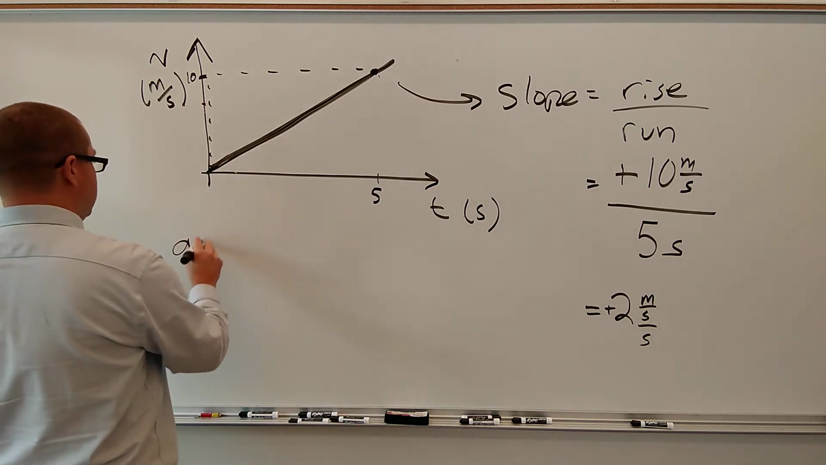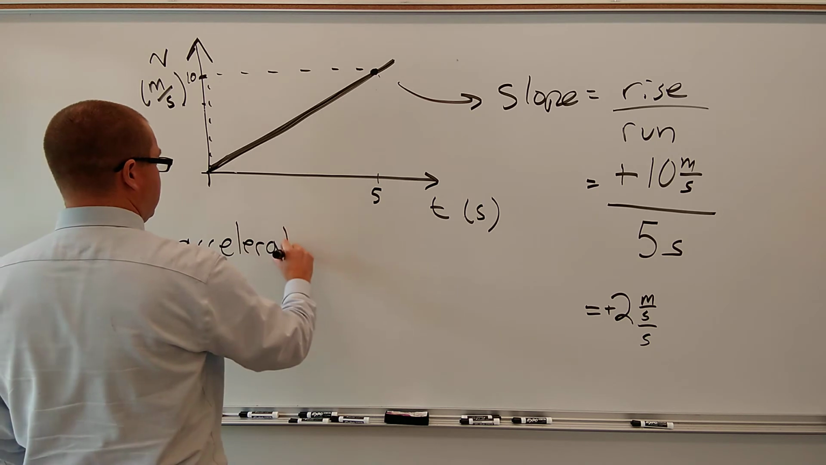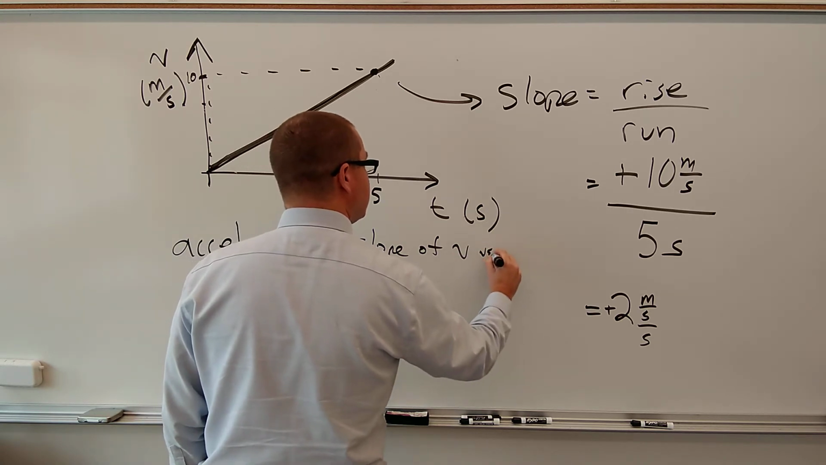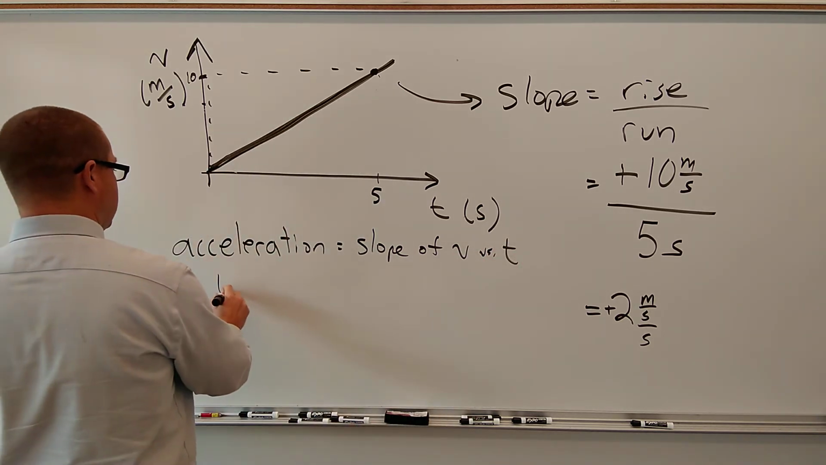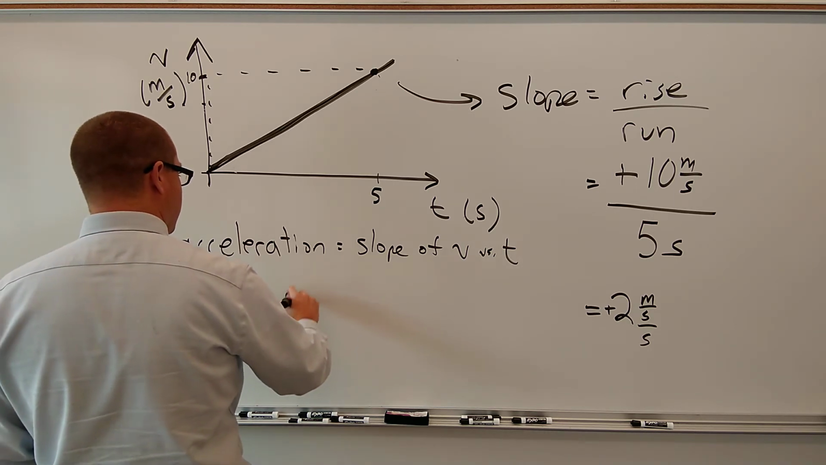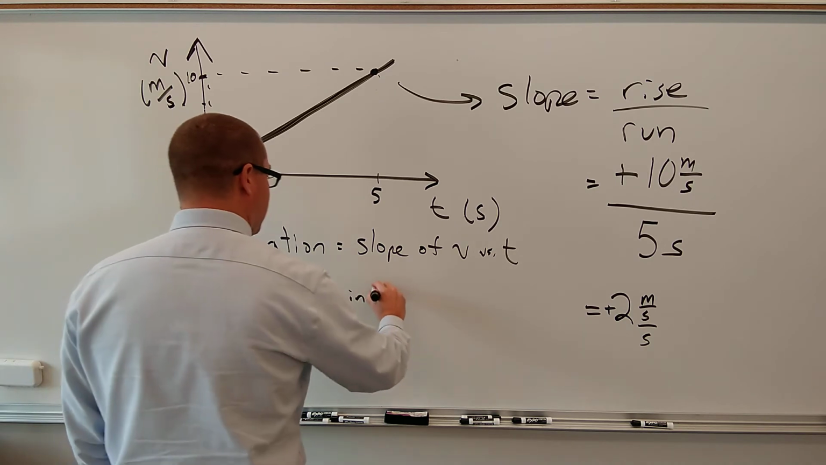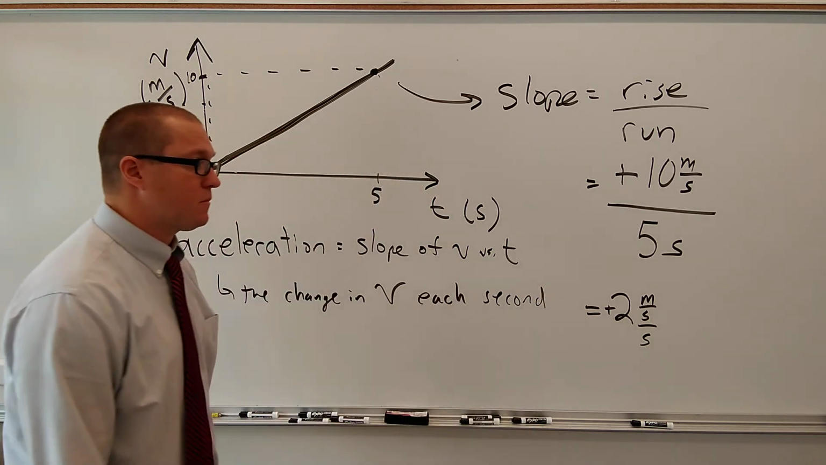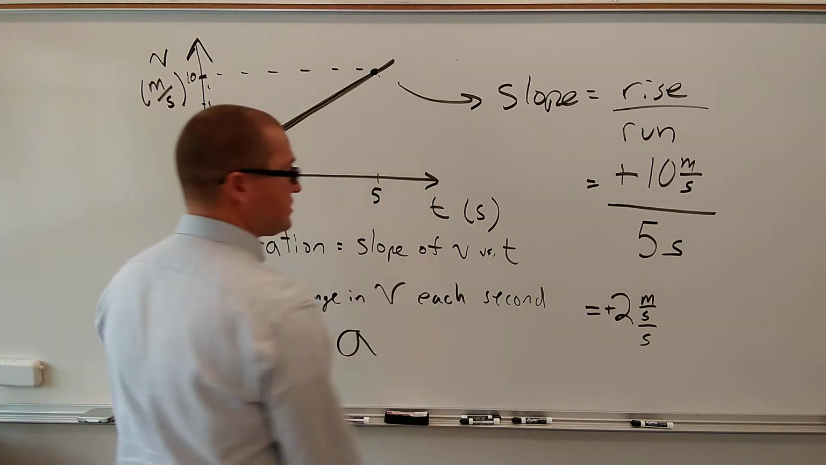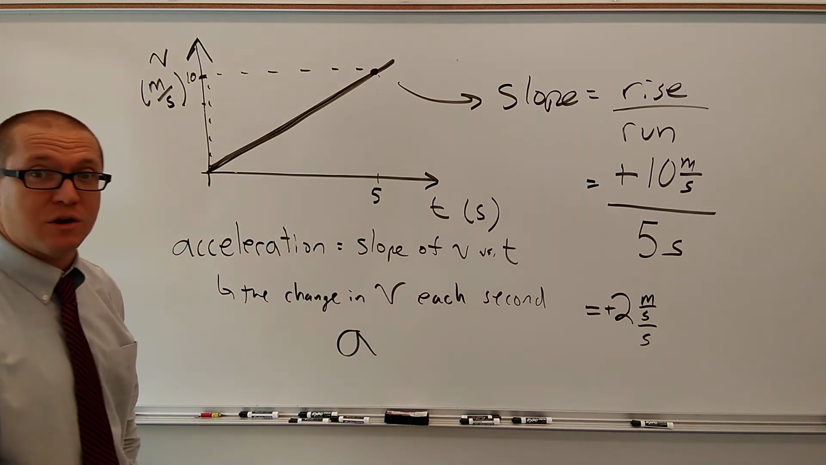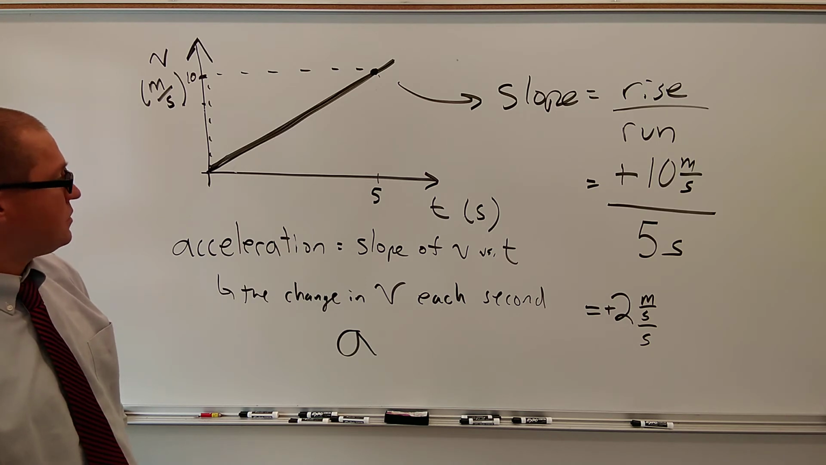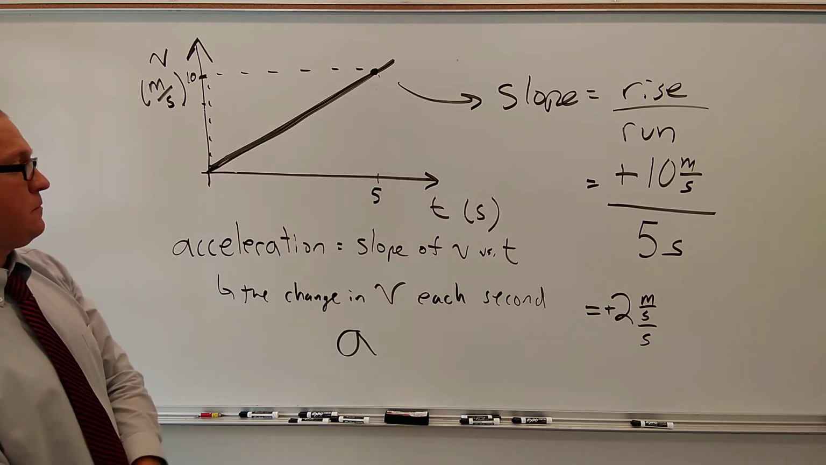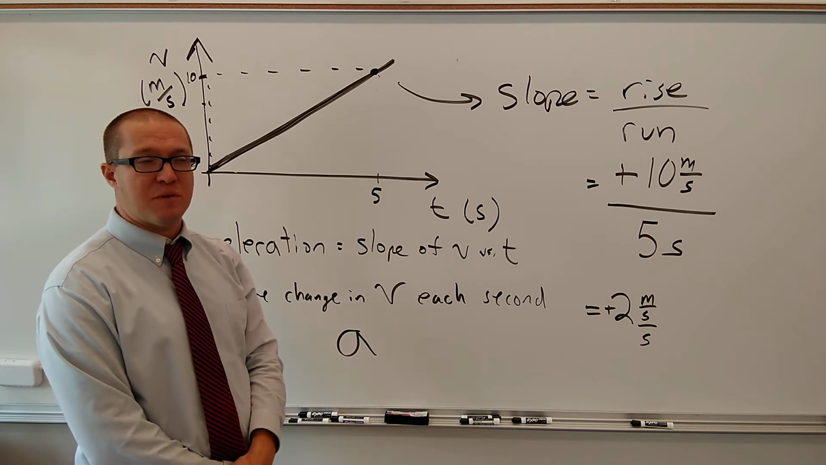So acceleration, ACC, it's the slope of v versus t. But another way you could say it, it's the change in velocity each second. All right? And the symbol we use is an A, lowercase a for acceleration. So something has an increasing positive velocity, it has an acceleration that is positive.